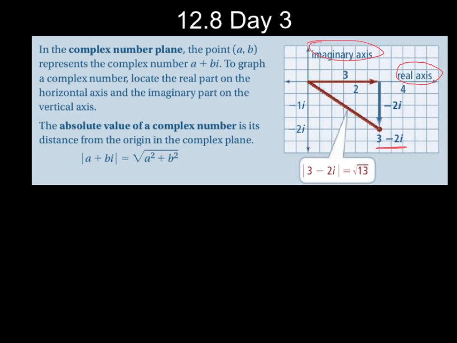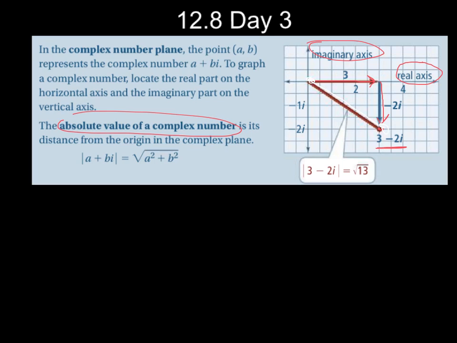Notice here we have the point 3 minus 2i. So we're going 3 units out on the real axis, and then we're dropping down 2 units on the imaginary, and we have our point. Okay? And when we talk about the absolute value of a complex number, we're talking about the distance between the origin, between 0, 0, and that complex number out here at 3 minus 2i.